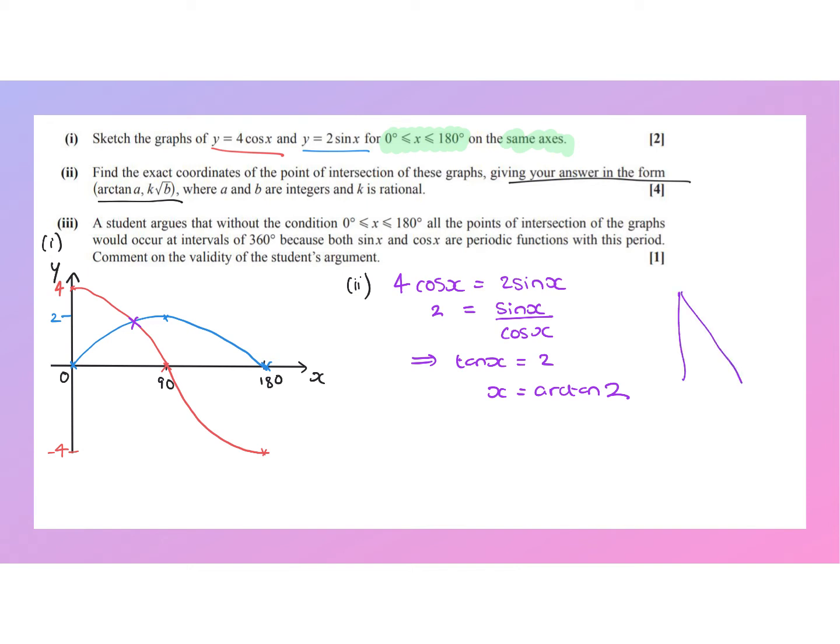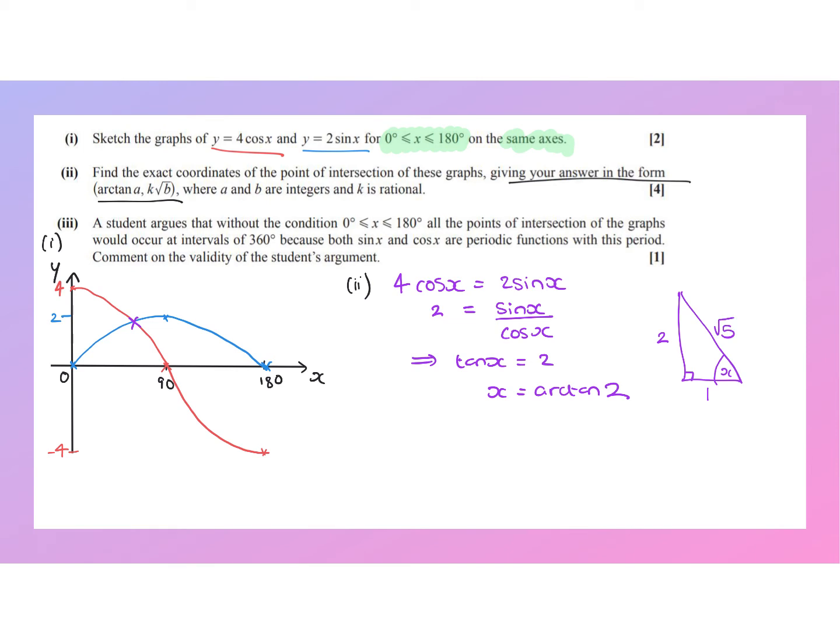So if I sketch a quick diagram, if this is our angle x, let's say, tan of x is equal to 2, which means the ratio of the opposite to the adjacent must be 2. So the opposite can be 2 and the adjacent can be 1. And then with Pythagoras' theorem, we can work out that 2 squared plus 1 squared is 5. So the hypotenuse has got to be the square root of 5.